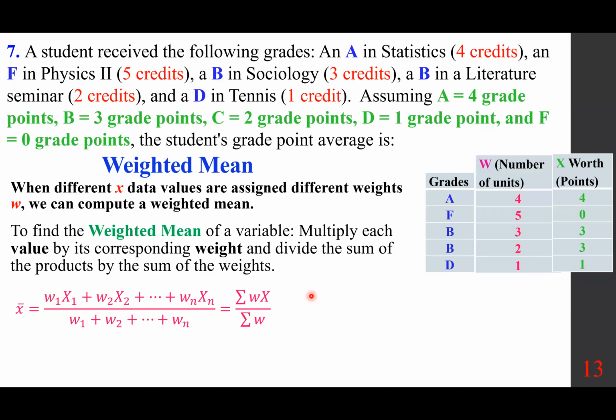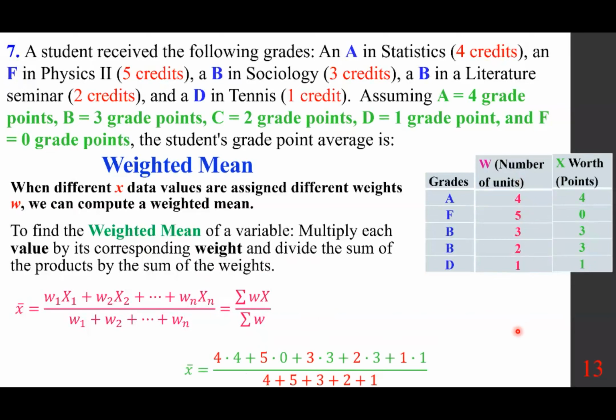So according to this formula, we multiply this column by this column and we divide by the sum of this column. So according to this formula, 4 times 4 plus 5 times 0 plus 3 times 3 plus 2 times 3 plus 1 times 1, and we divide by the sum of this weight column.